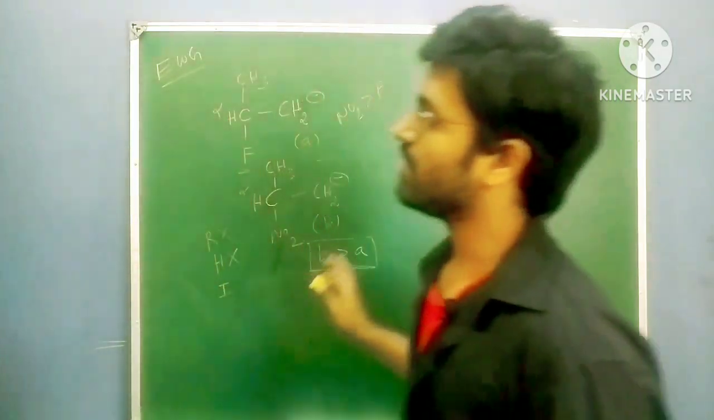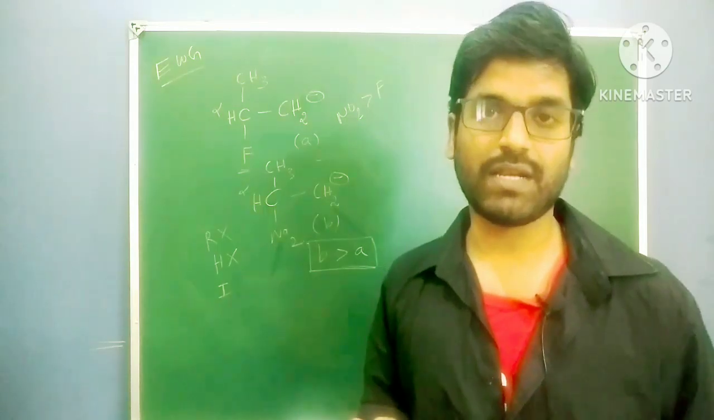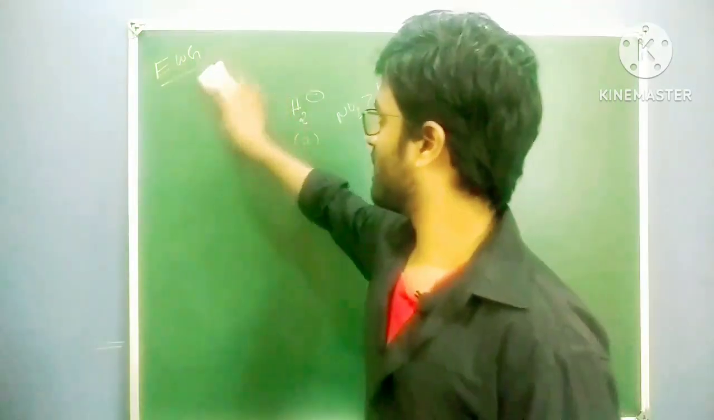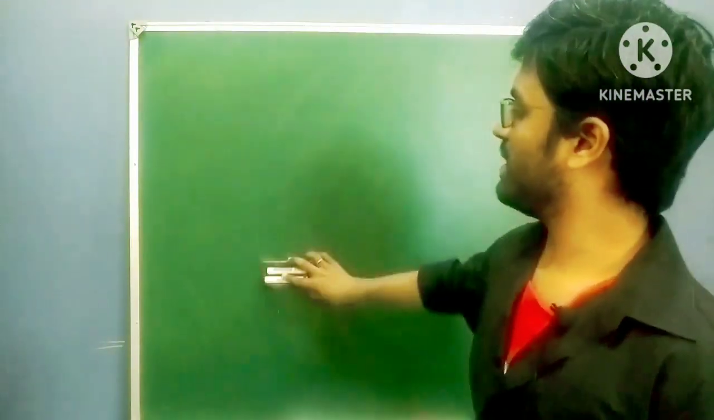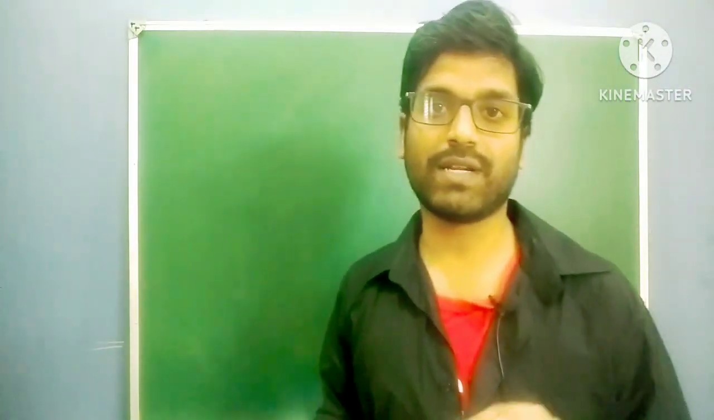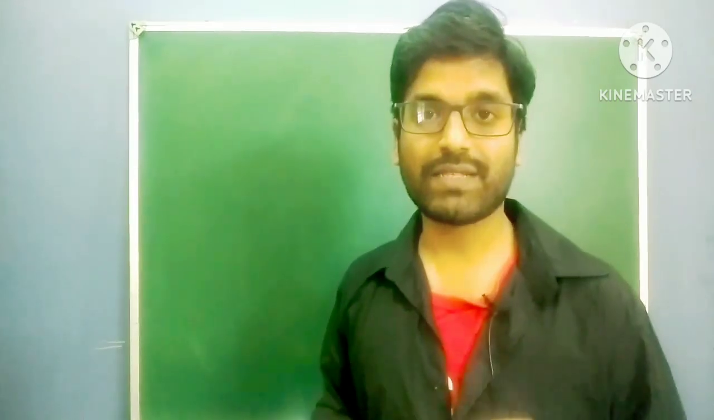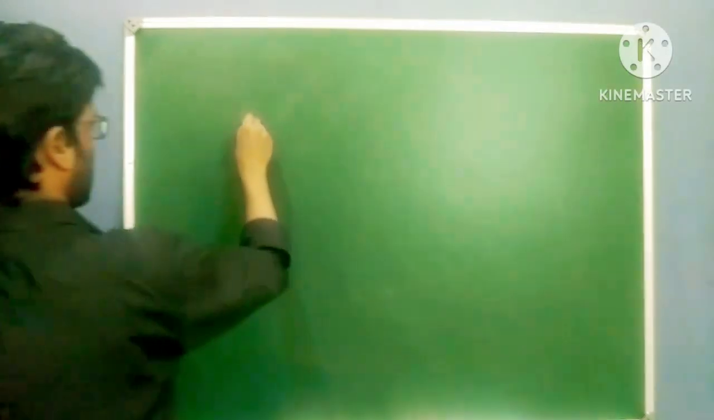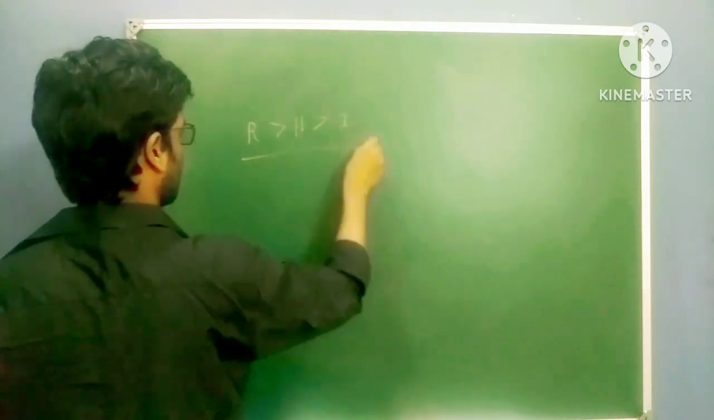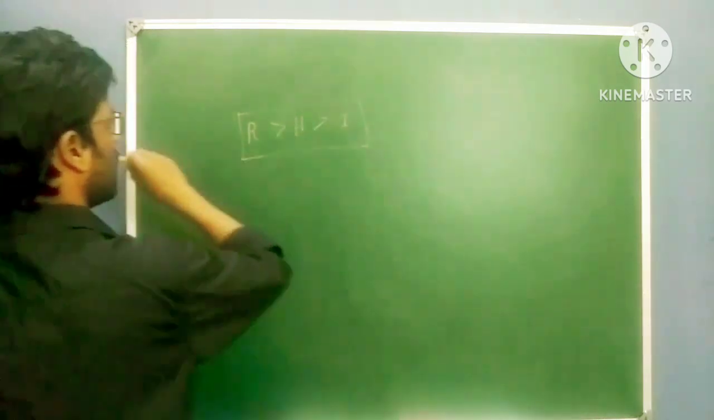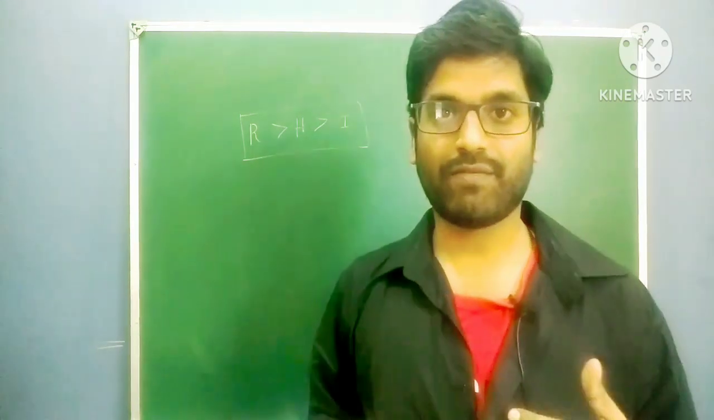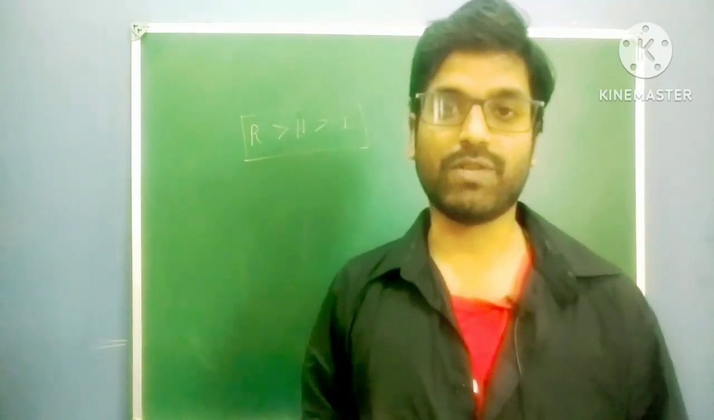So this is about today's lecture. This is about stability, very easy, but you have to apply inductive effect, hyperconjugation and resonance whenever you have a question regarding stability. You always have to see resonance first, after that hyperconjugation, after that inductive effect. You have to go through this order only.